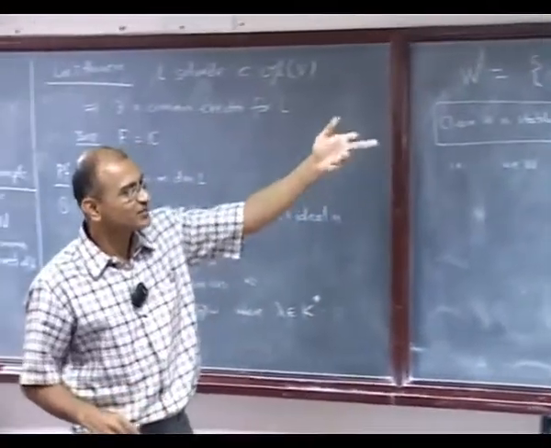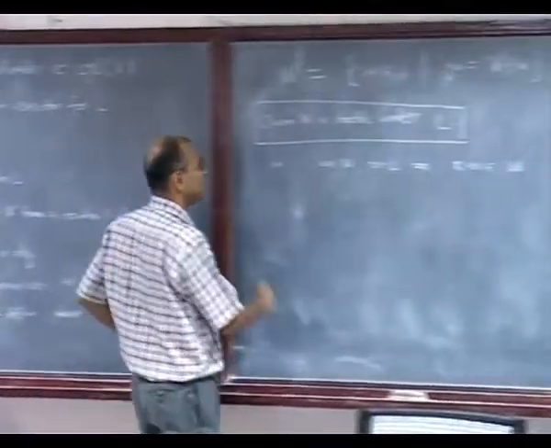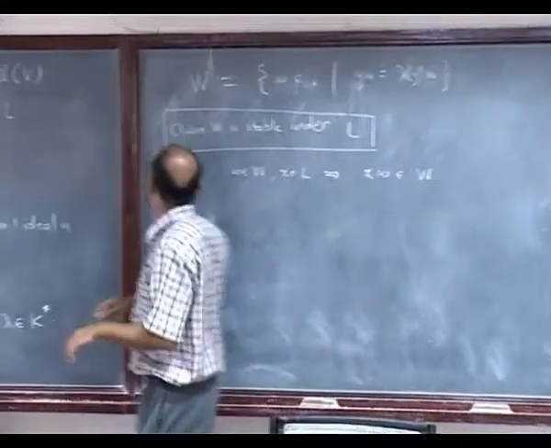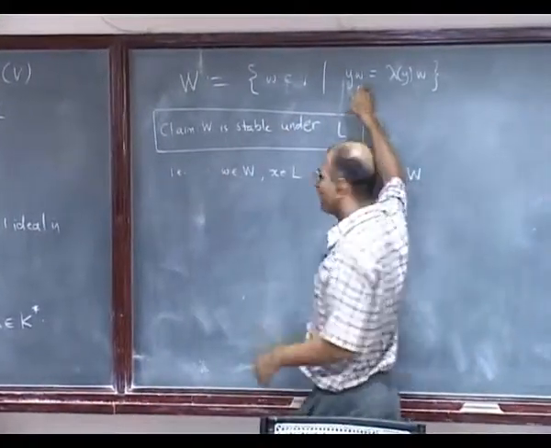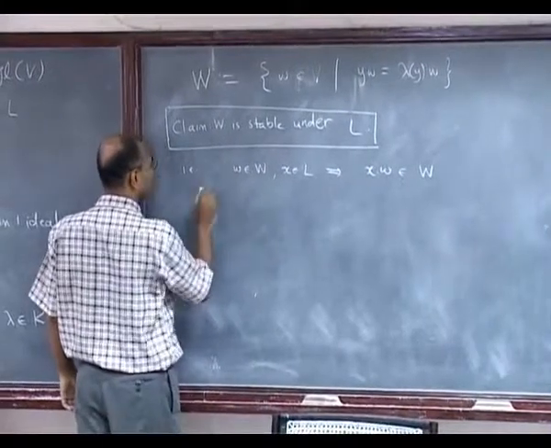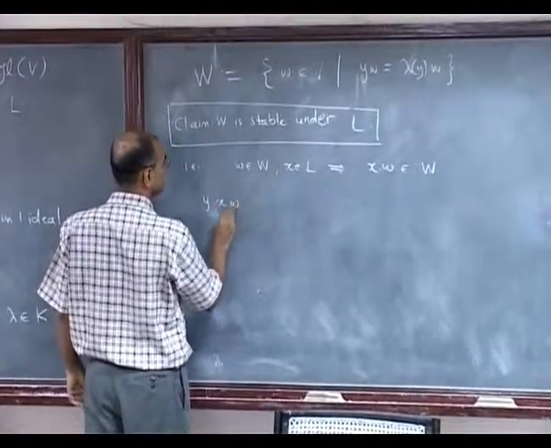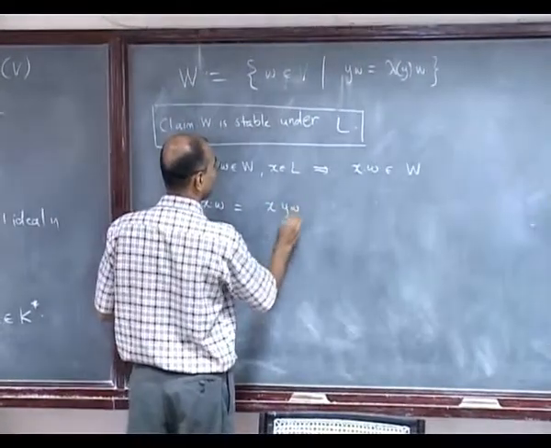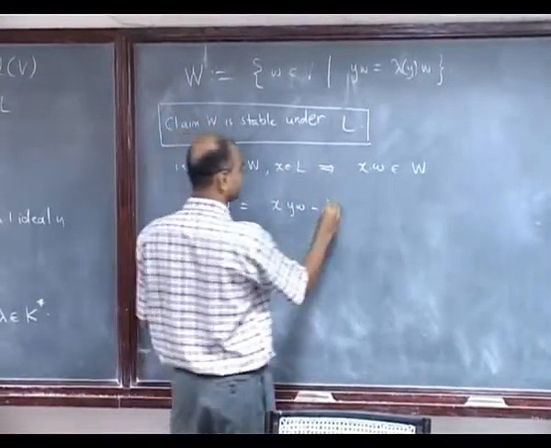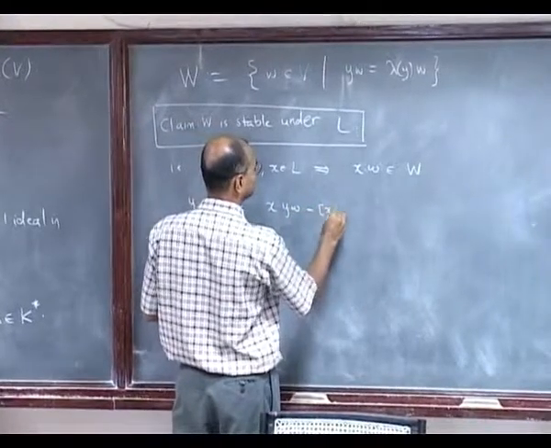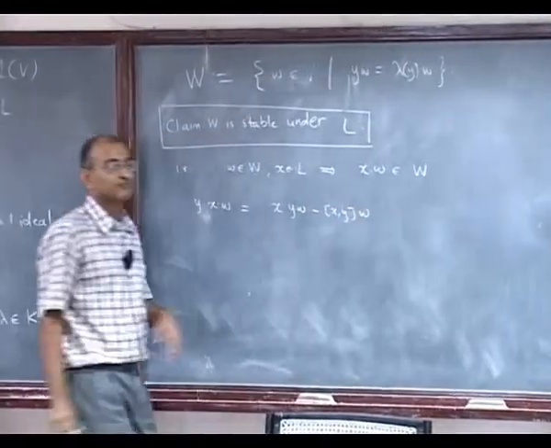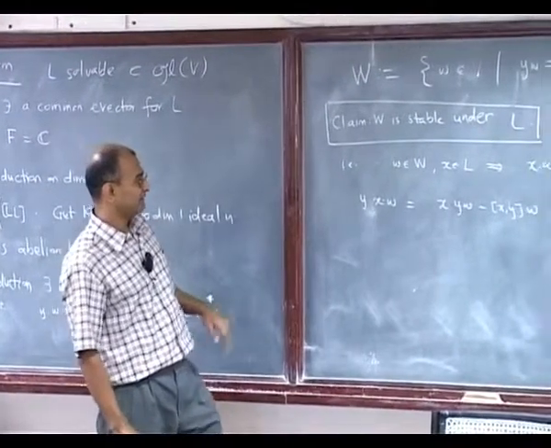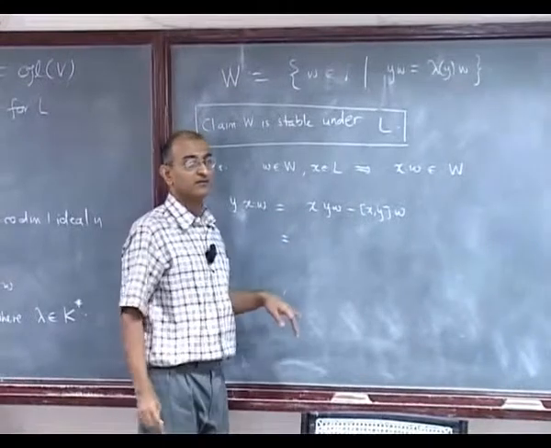How do I check that? We are going the same way as over there, right? So how do we do that? How do I check that something is in W? Act by Y. So look at Y, X, W, and I play the same game. It is X, Y, W minus... Okay. So what does this give?